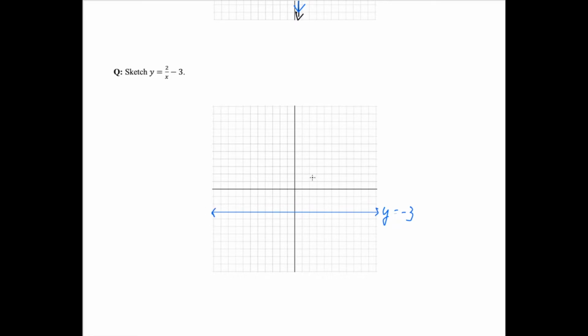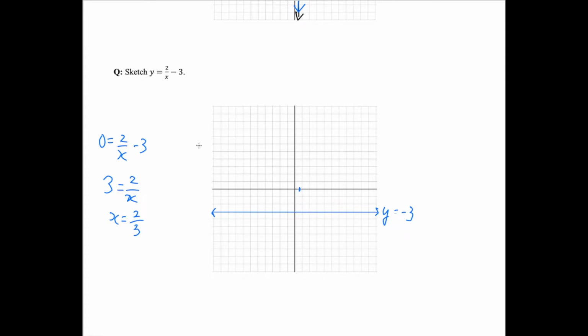Now we need to find what the x-intercept is. So we let y equal 0. So 0 is equal to 2 on x minus 3. We can add 3 to both sides. So 3 is equal to 2 on x. And like I said before, you can swap the 3 and the x around. So you have x is equal to 2 over 3. Okay. So that's about here.